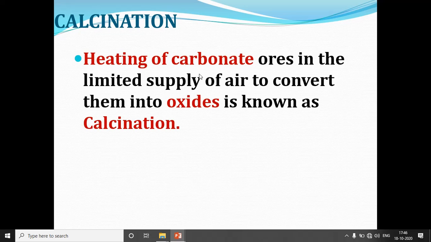Now, next process is calcination. So, what is meant by calcination? Heating of carbonate ore in the limited supply of air. When it is in the form of sulfide ore, we are heating in the excess air to convert them into oxides. No, that is roasting. But calcination means heating of carbonate ore in the limited supply of air to convert them into oxides is known as calcination.